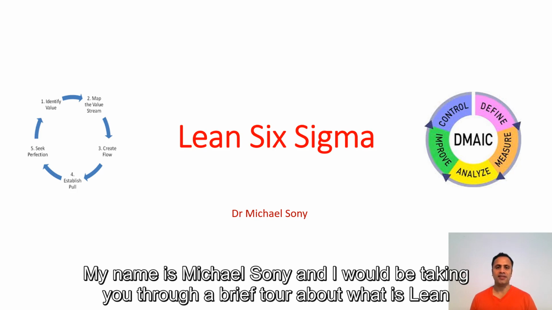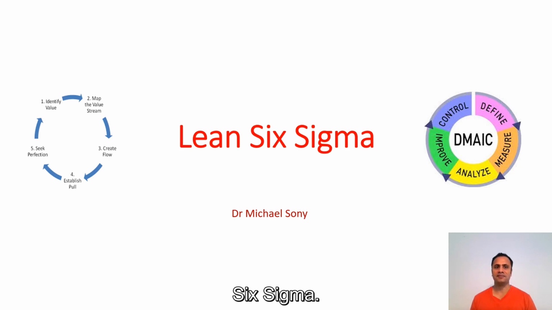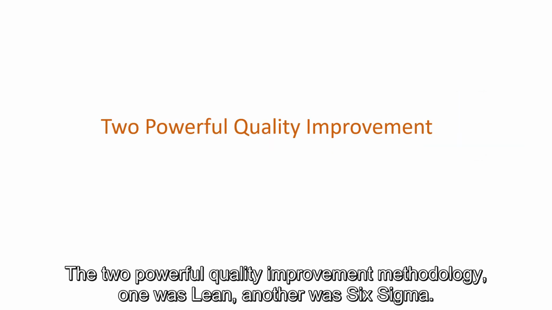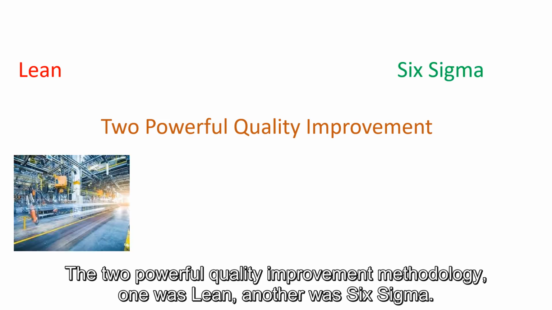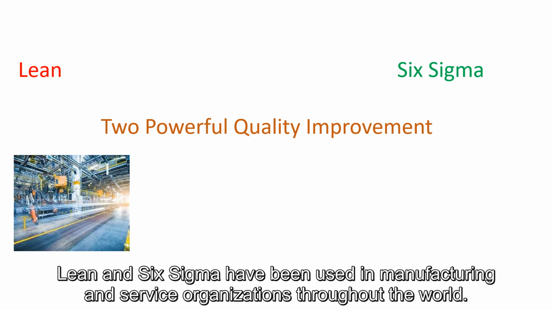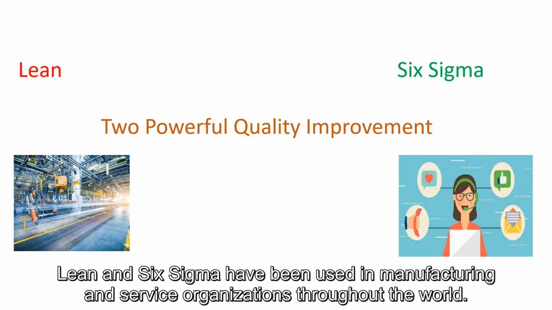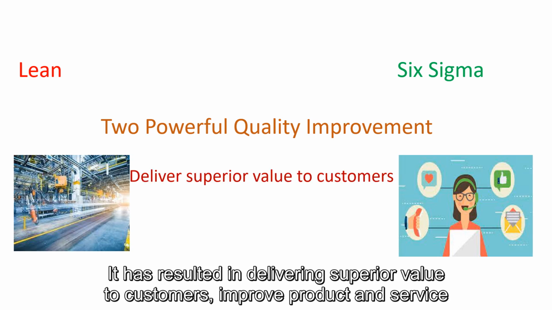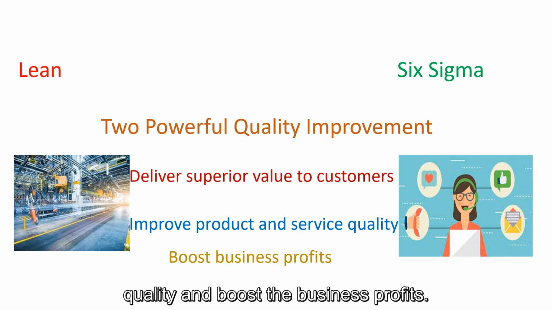My name is Michael Soni and I will be taking you through a brief tour of what Lean Six Sigma is. The two powerful quality improvement methodologies are Lean and Six Sigma. Lean and Six Sigma have been used in manufacturing and service organizations throughout the world. It has resulted in delivering superior value to customers, improving product and service quality, and boosting business profits.